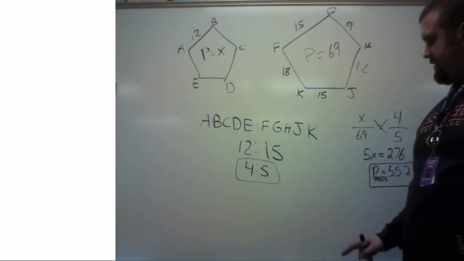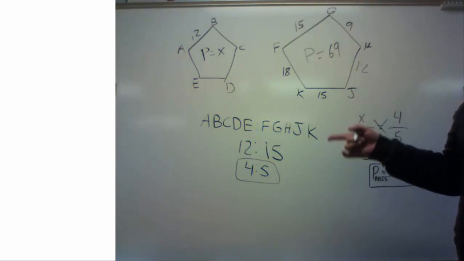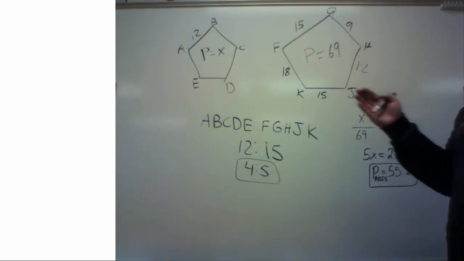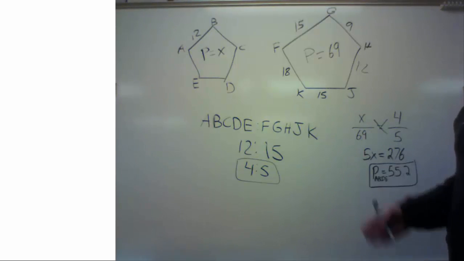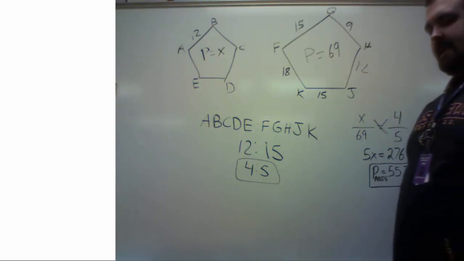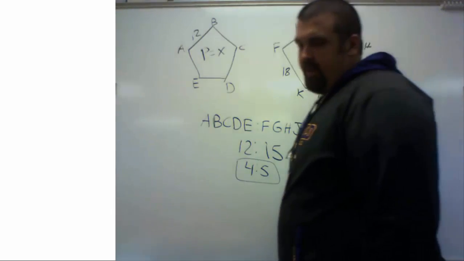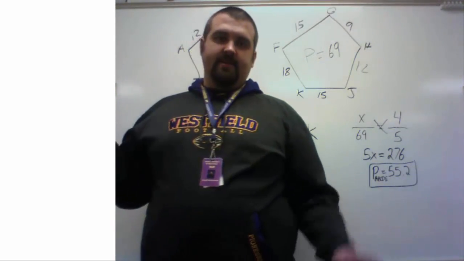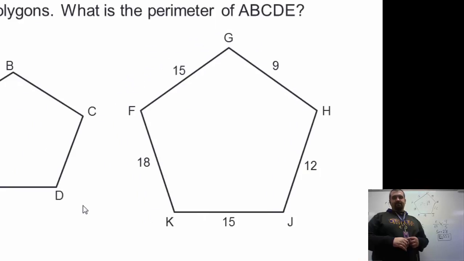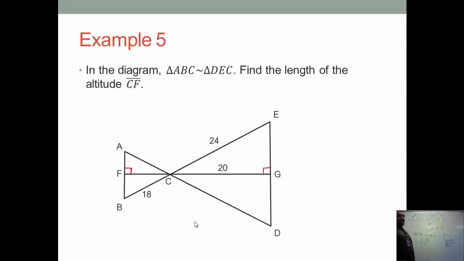So, scale factor, I found the perimeter. The perimeters are in the same ratio as the scale factor, and the scale factor is the ratio of corresponding sides. Just make sure you label them properly, and if you're going from the right to the left, make sure you're doing it correctly.